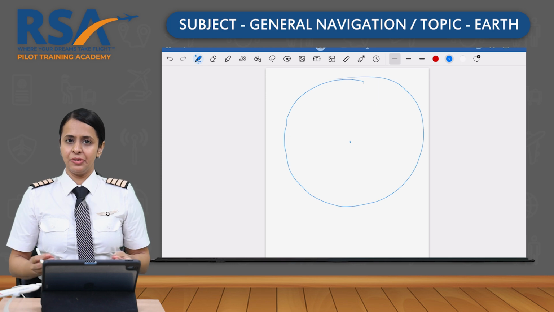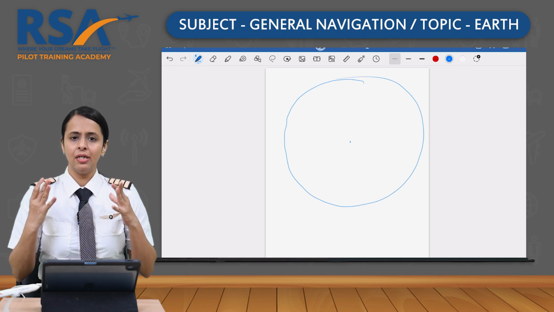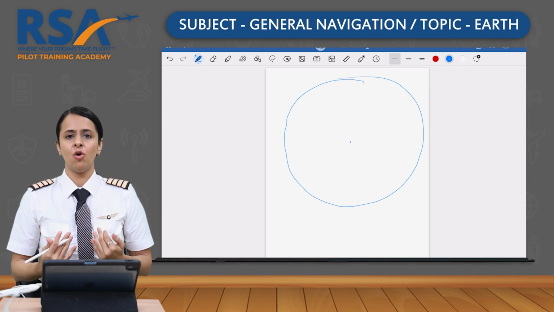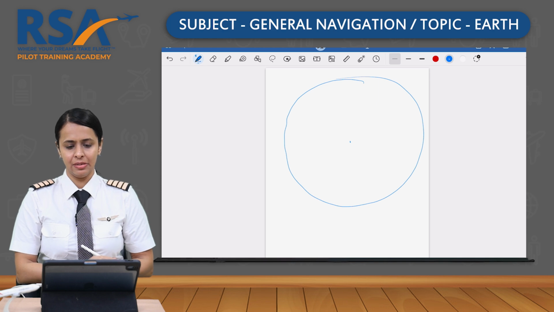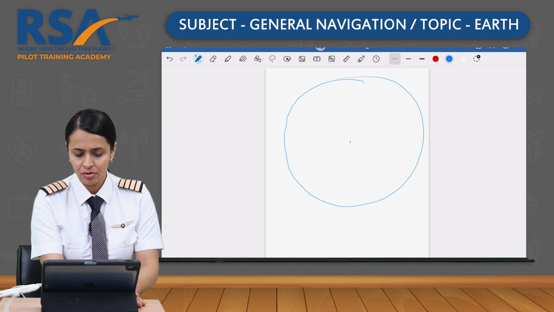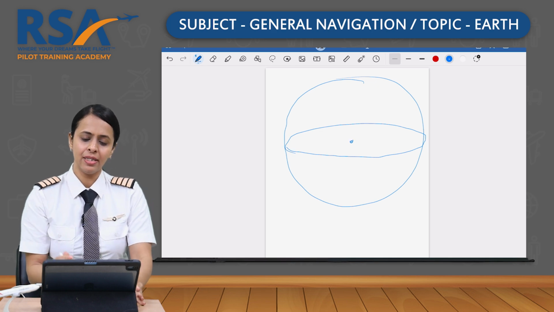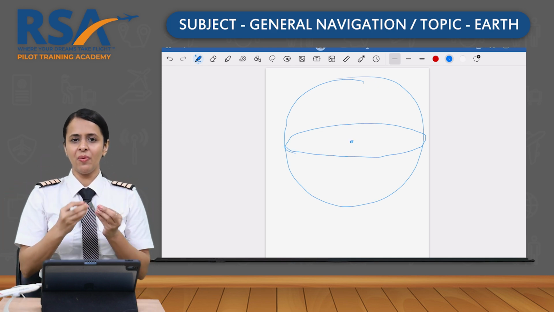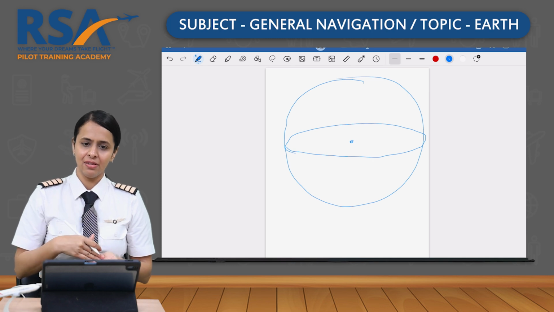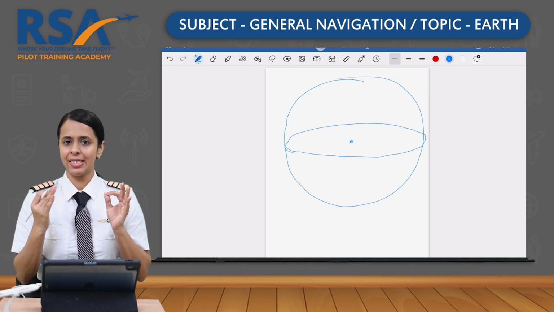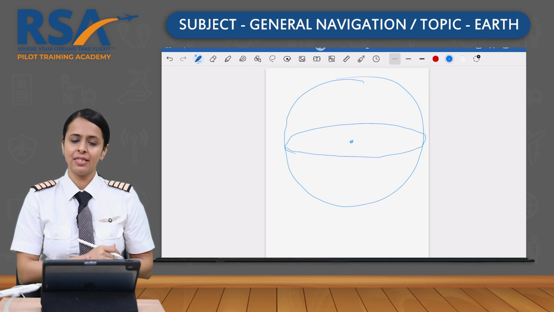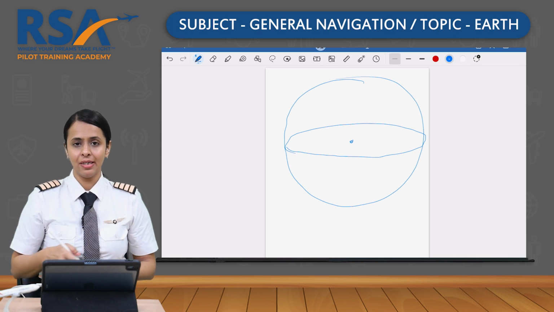Now, great circle. What is a great circle? The largest circle that you can draw on the earth is known as a great circle. In this case, if I notice, the equator could be the largest circle. And another thing is the center of the earth and the great circle's center, both of them will be the same. So, the great circle as well as the earth will have the exact same center. So, in this case they do have the same center. So, equator is a great circle.